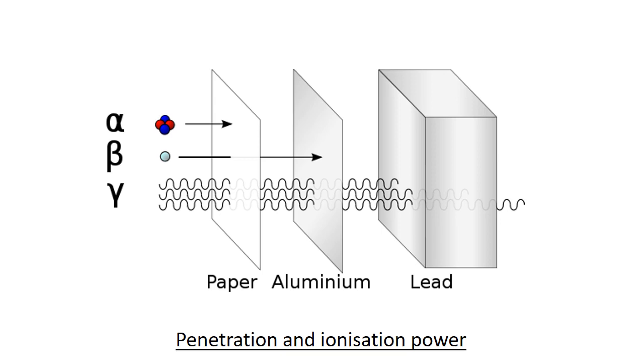So the simplest way is probably to just try and stop the particles. If you have a sheet of paper or two and no radiation passes through, then it's alpha particles. If there's radiation passing through but it's stopped by a few millimeters of aluminium, then it's beta particles. Whereas if you want to protect ourselves from gamma radiation, we need several centimeters of lead, and even then we might not stop everything.